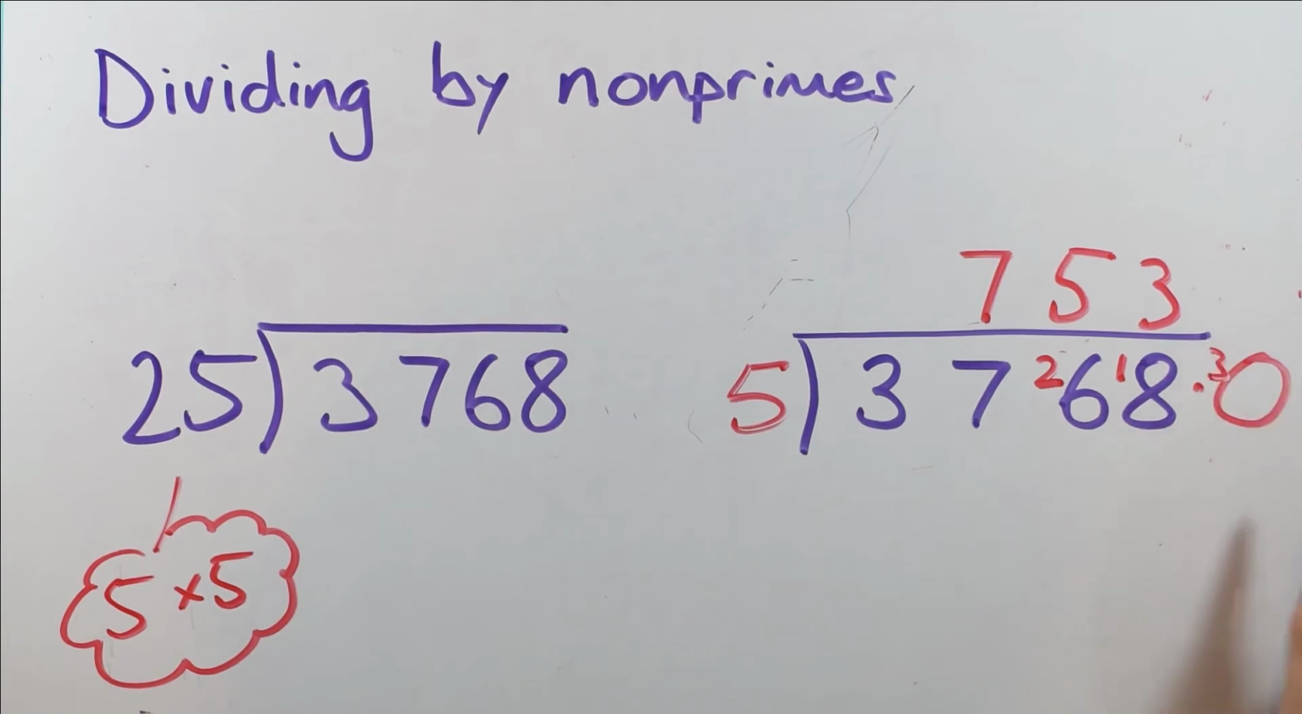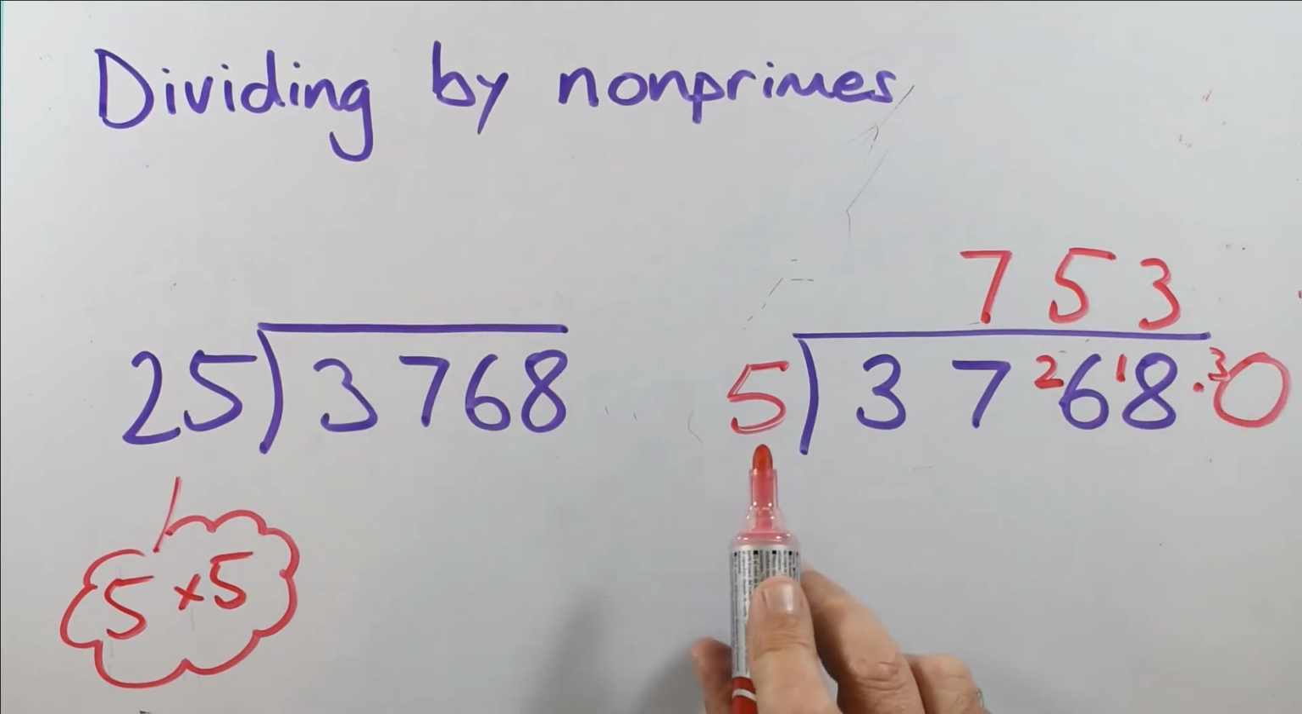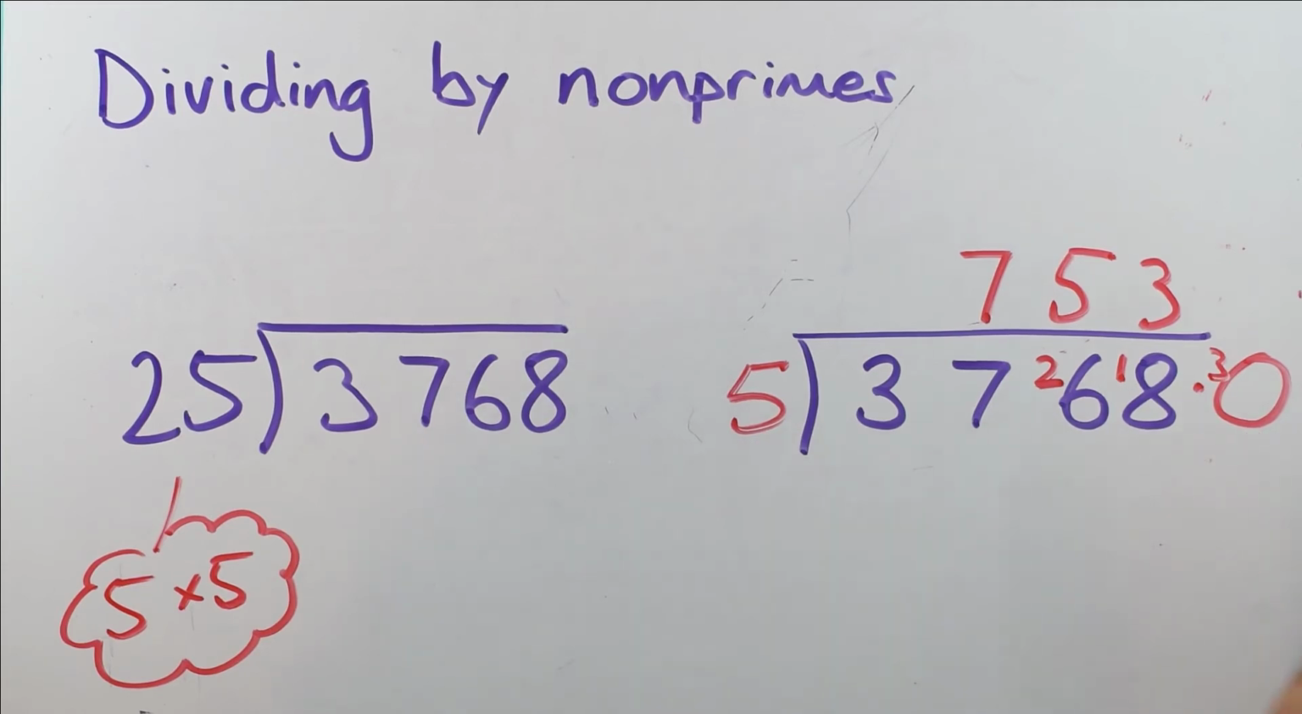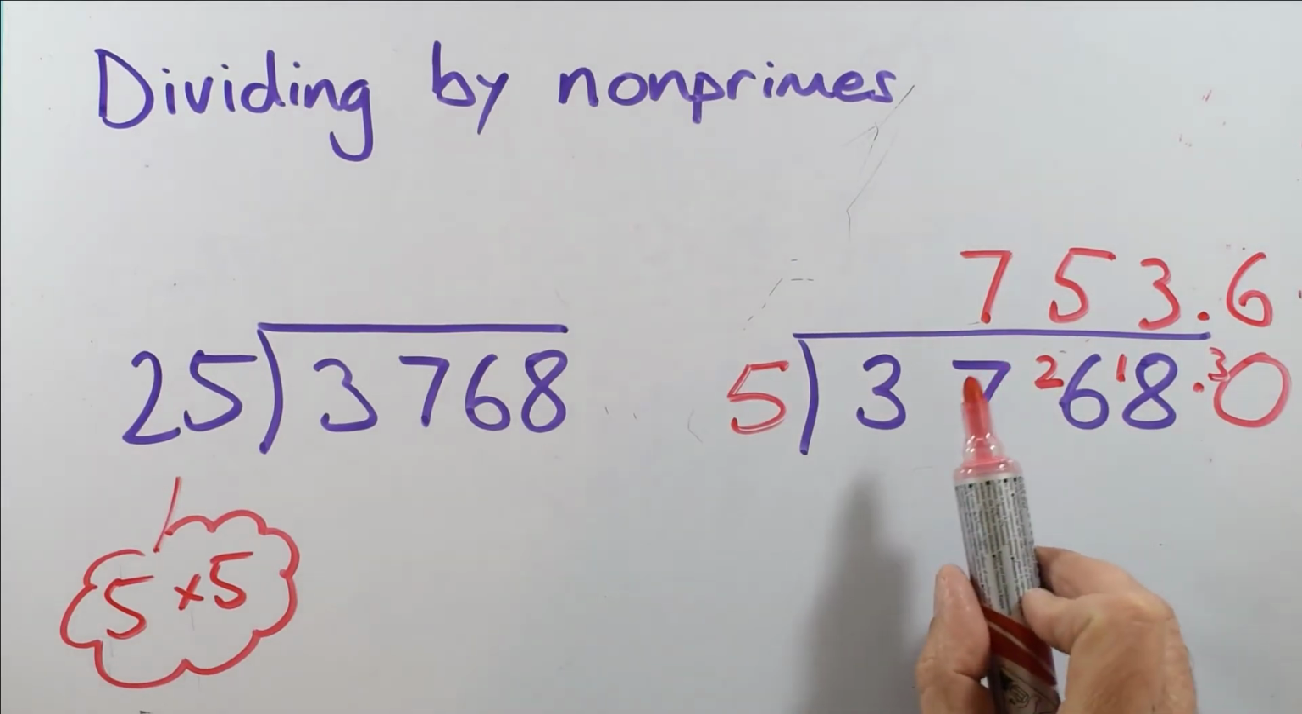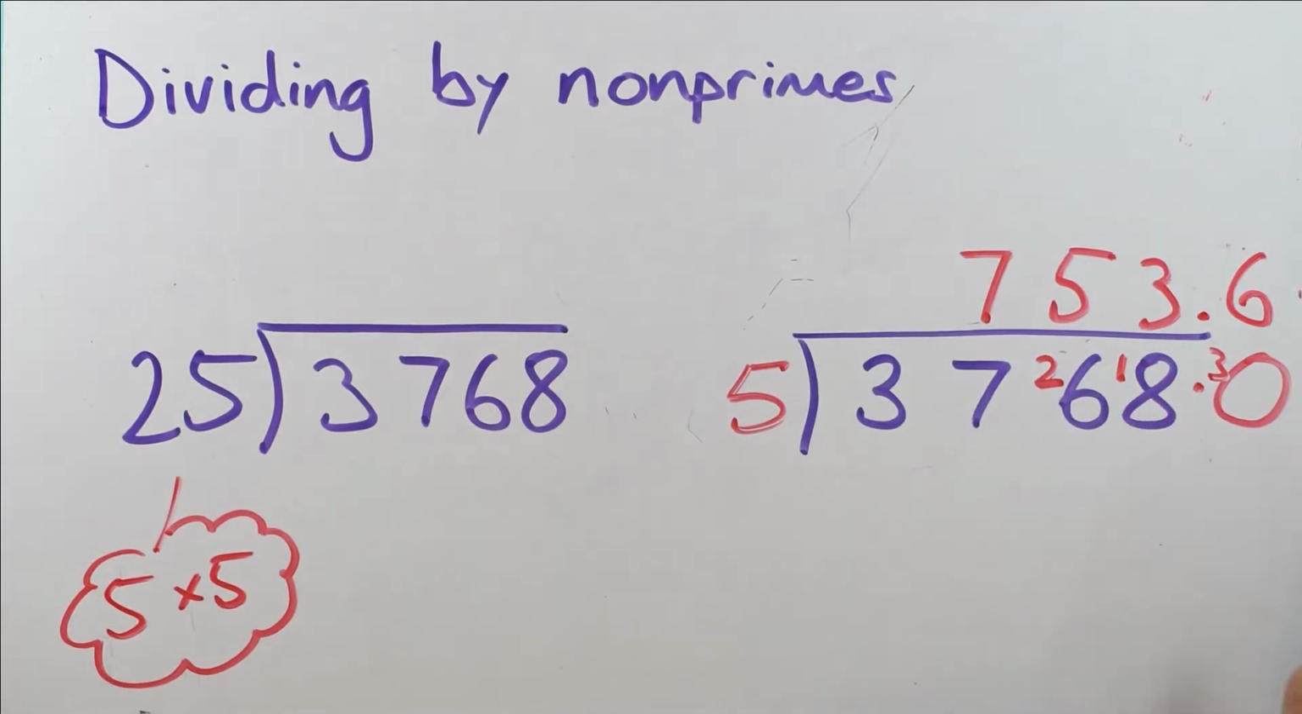18 take away 15 is 3, so I sneak that up there, it's like 30 tenths, isn't it? Happily, 5 fits neatly into 30, 6 times, so we can say the first part of our question is 753.6. Am I still on the screen there? Oh yeah, good.